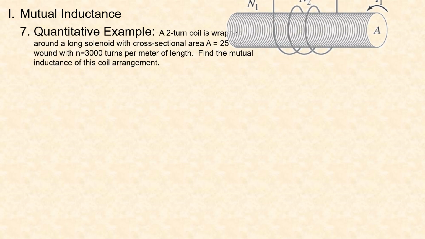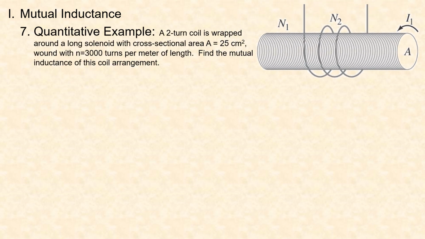All right, so we've looked at some applications of mutual induction from a qualitative point of view. Let's take a look at a slightly more quantitative example. In this case, we're told that a two-turn coil is wrapped around a long solenoid with cross-sectional area given by 25 square centimeters, with 3,000 turns per unit length. We're asked to find the mutual inductance of this coil arrangement.